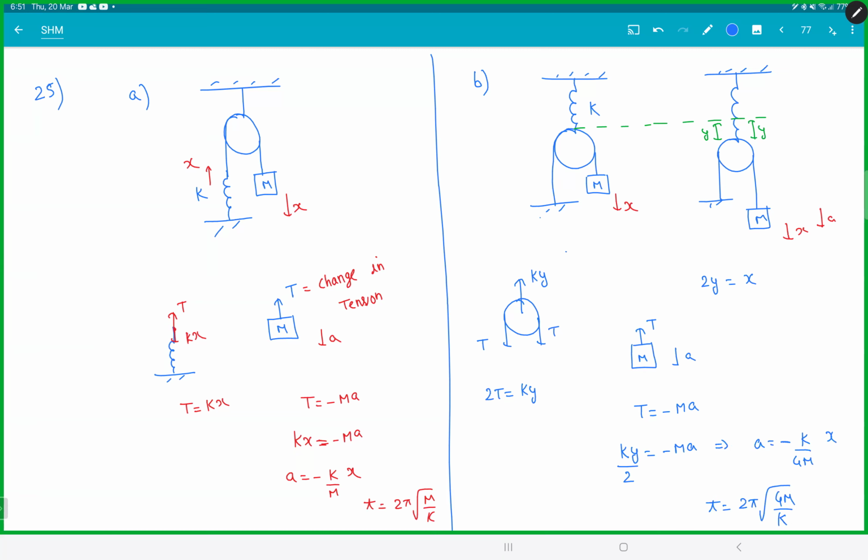So two things happened there. When you pull the block by x down, the spring elongated only x by 2. And because there are two strings, the tension became again half. So half into half, it became one fourth. So you got a 4 there. Is this making sense, everyone?